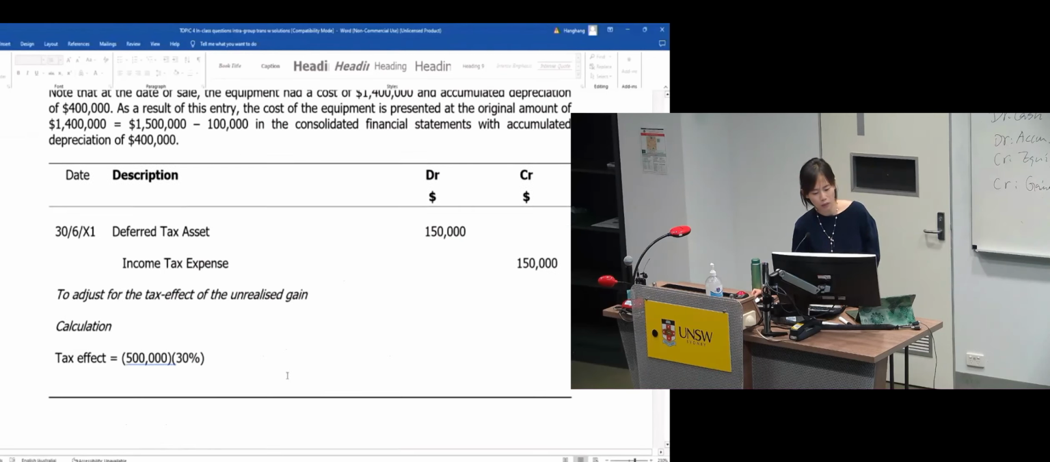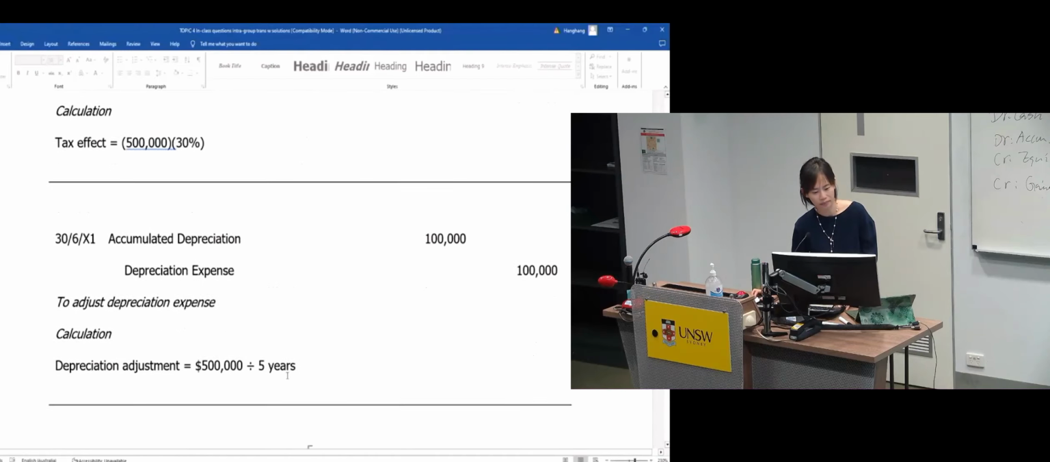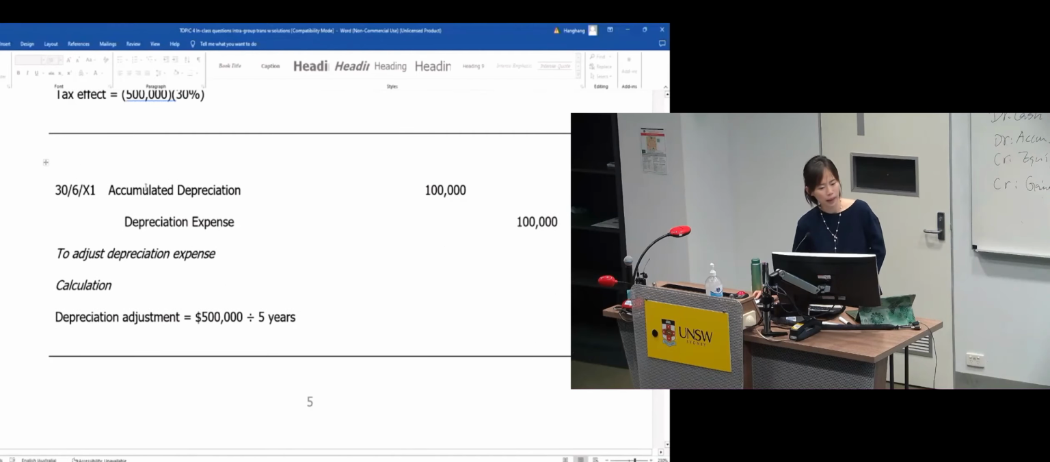Okay? So once we get this, let's have a look at our entries. We debit accumulated depreciation and credit depreciation expense, which is overstated. The depreciation expense is overstated in the legal entity's record, and that's the reason why we need to reduce the amount by 100,000 in the worksheet.